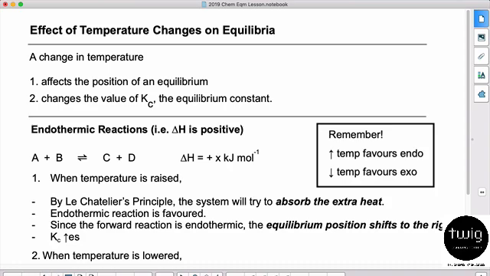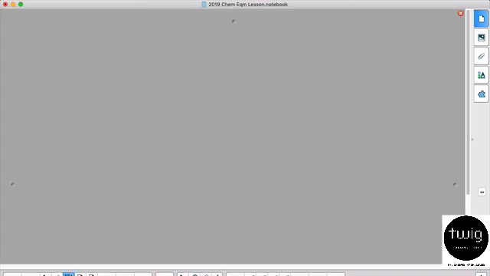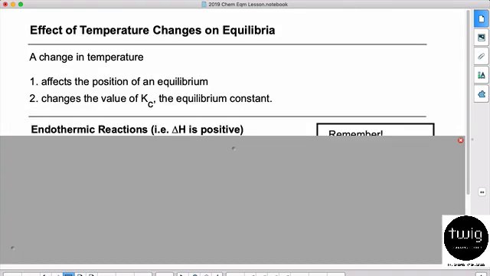Okay, let's try this one now. Temperature, the last part. When you change temperature, it will affect two things. It will affect the position of equilibrium. It will also change the Kc value. This is an additional thing. It will change the Kc value.